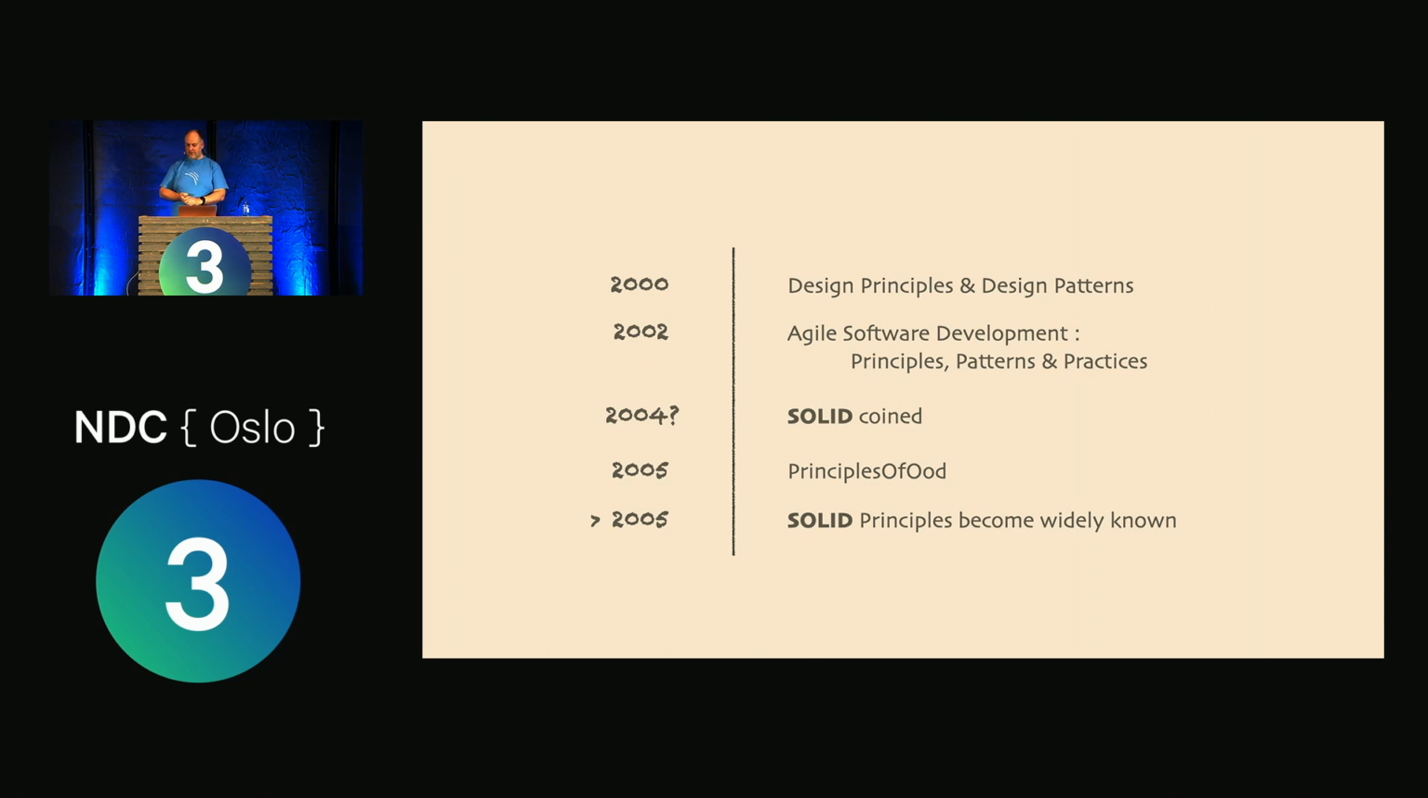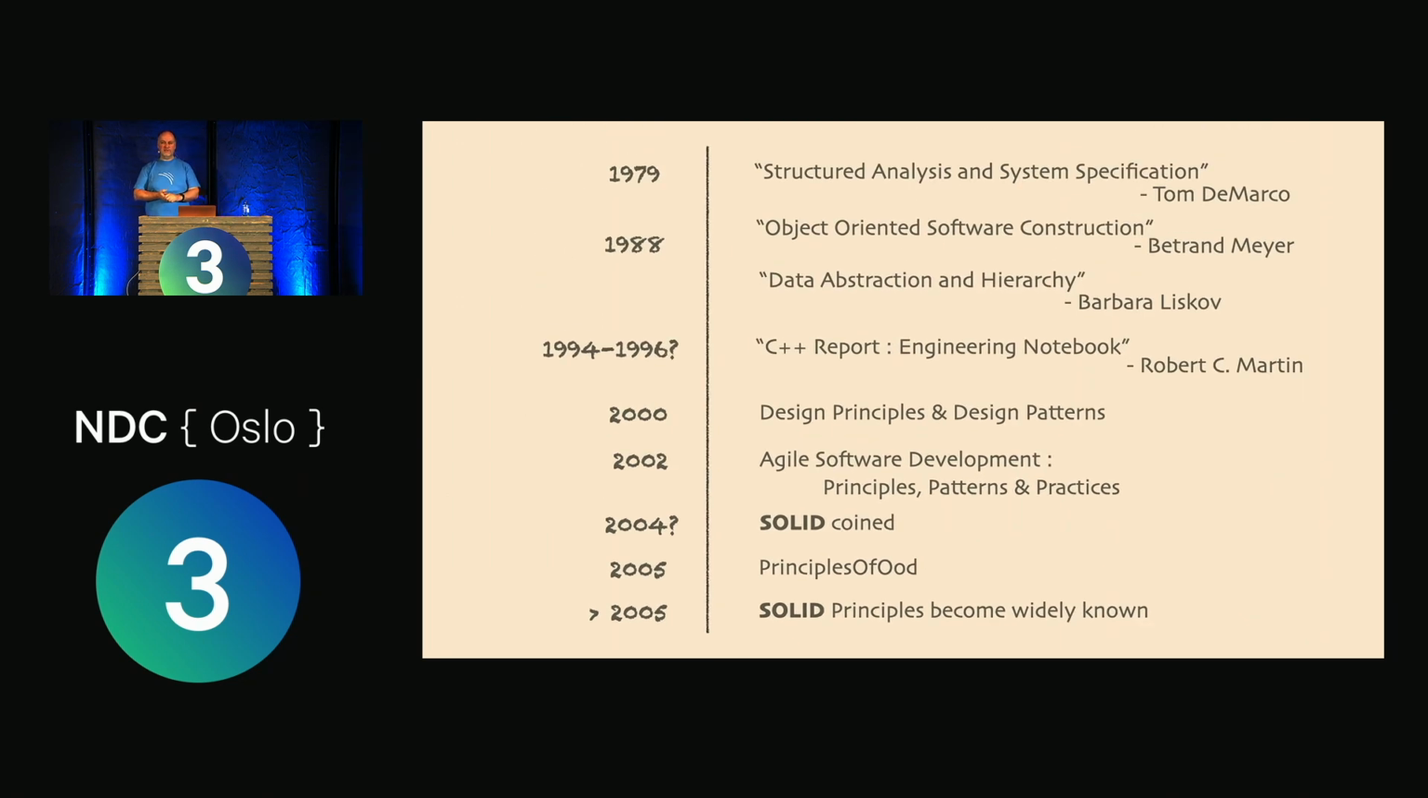But there's also a little bit of a prehistory here. Because while we credit Bob Martin with the solid principles, he didn't actually come up with the underlying ideas, at least not all of them. We actually have to go back as far as the 70s for that. 1979, Tom DeMarco wrote Structured Analysis and System Specification. And a big section there is about cohesion, which forms the basis of SRP. We'll talk about that a bit later.